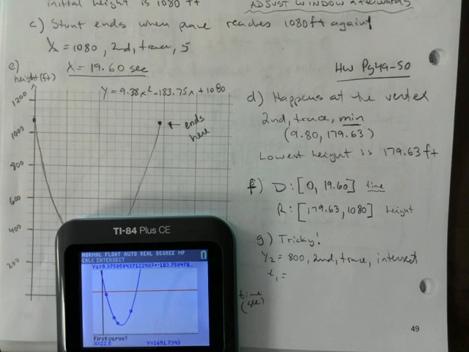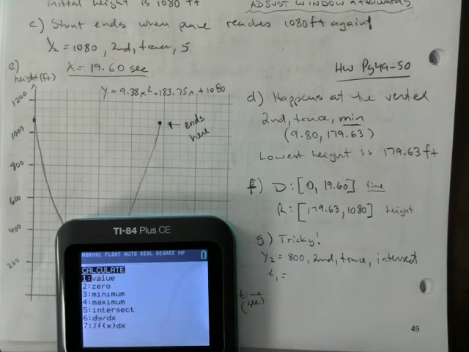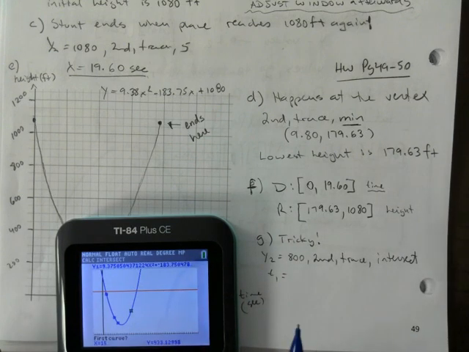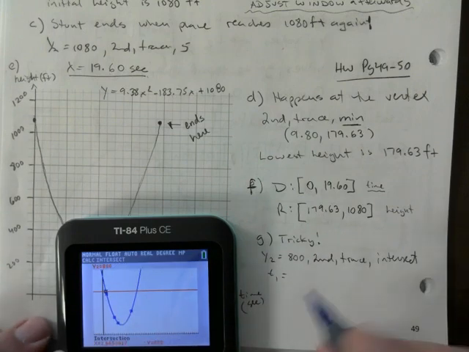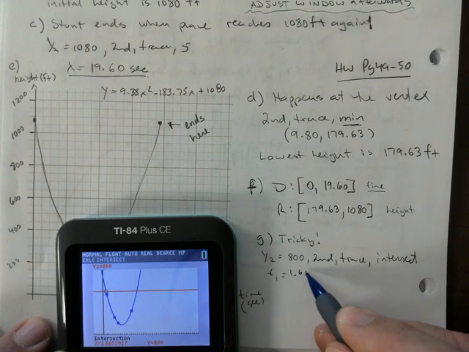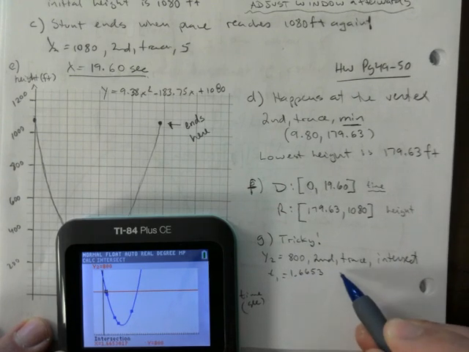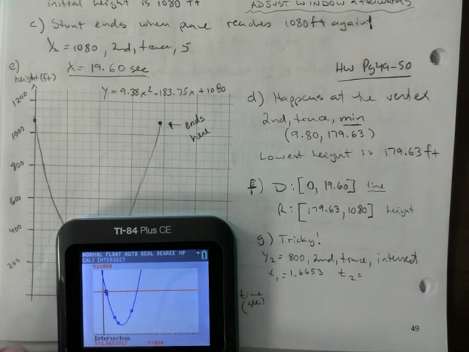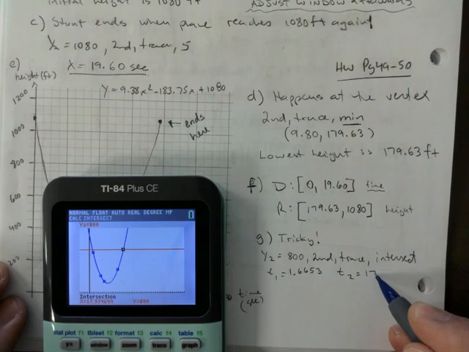Time 1. Actually, hold on. I have to do this again if I want to. I'm going to go with the first time and round it to 4 decimals. That's 1.6653. Time 2, second trace 5. Let's go ahead and find it. Enter, enter, enter. That's 17.9346.